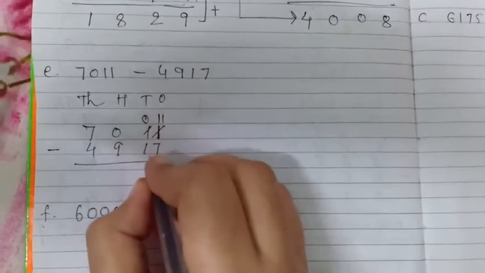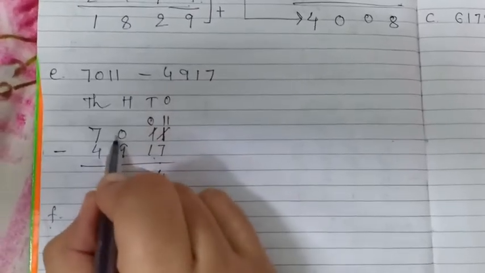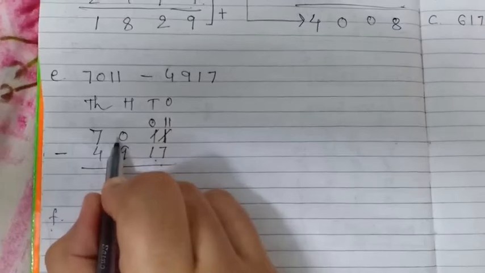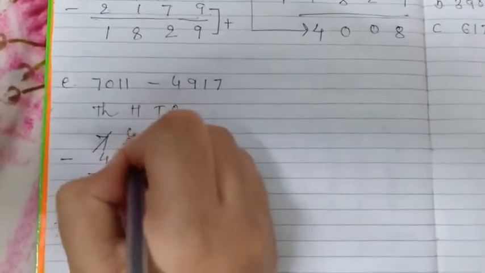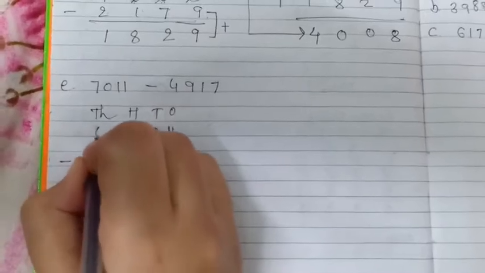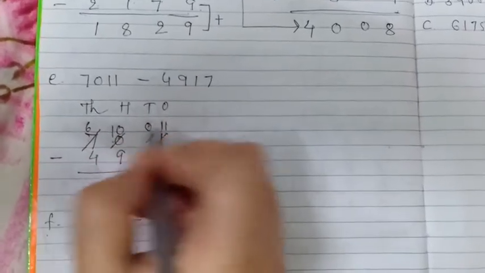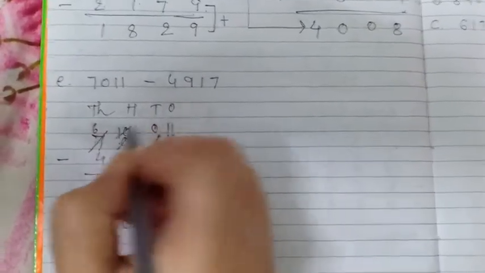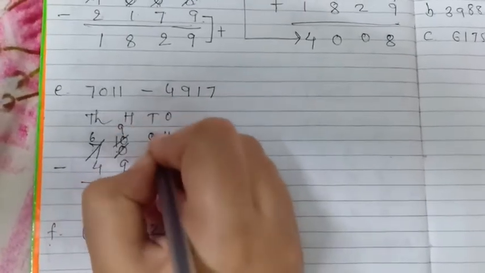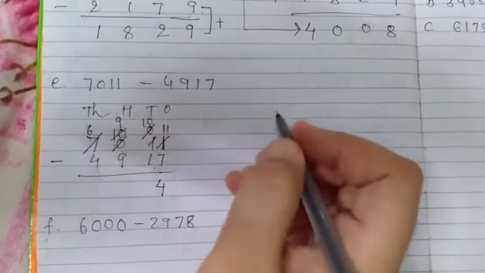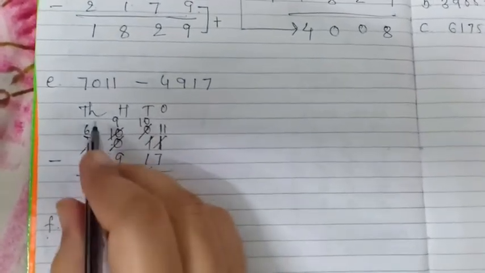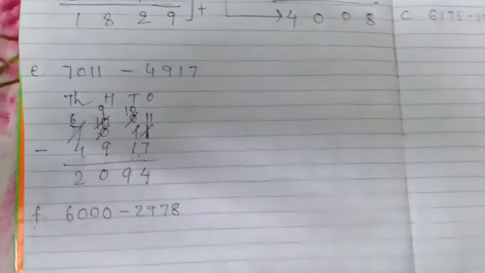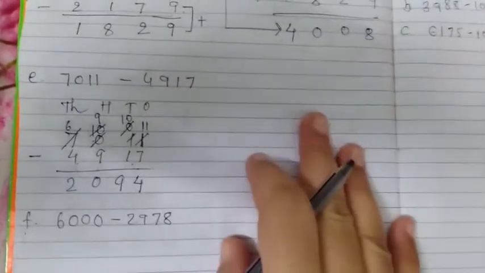0 minus 1, we cannot subtract, so take a borrow from the previous one. That is also 0. So again take a borrow from the previous one. Here is 6, make it 1. Now give a 1 borrow to the next one. 9, and here will be a 10. 10 minus 1, 9. 9 minus 9, 0. 6 minus 4, 2. Answer is 2094.